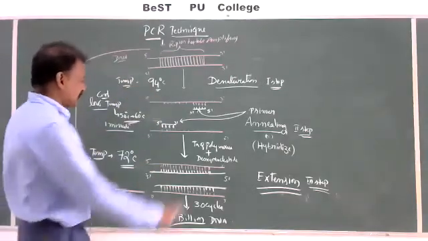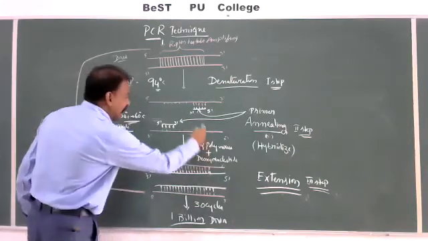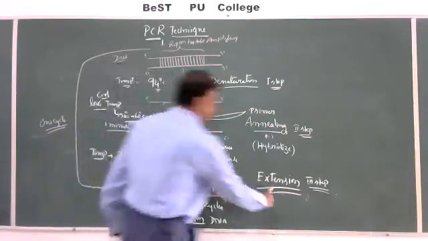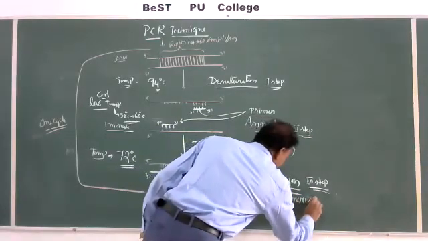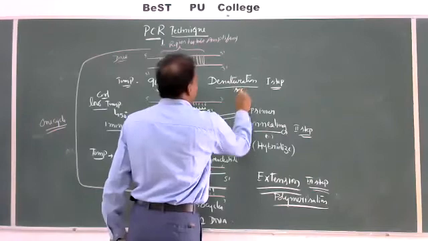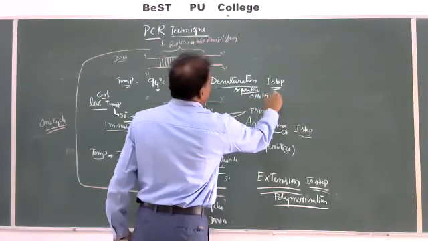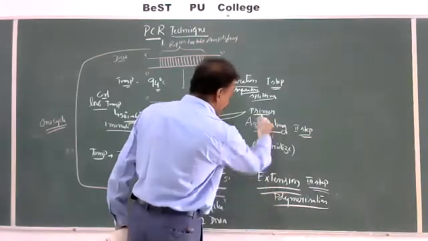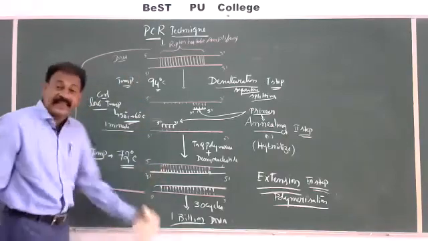So extension means polymerization. Primers will extend their growth by taking the deoxyribonucleotides in the presence of enzyme. Denaturation, separation or splitting. Annealing, adding primers. Growing the primers or polymerization. One DNA will become 2 DNA, like that.